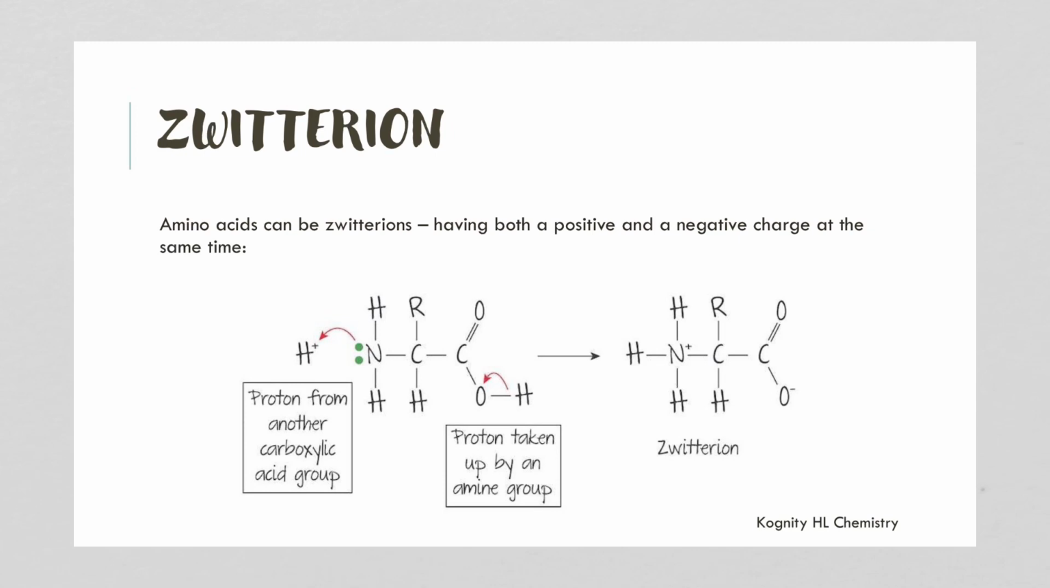So there's a new term called zwitterions. So amino acids are zwitterions, because they can both have a positive and a negative charge at the same time. So if you look in this example, this amino group is accepting a proton, and then here, this proton is releasing, giving its electrons there and leaving. It's being taken up by an amine group. And so the zwitterion actually has a positive charge at one end and a negative charge at the other.